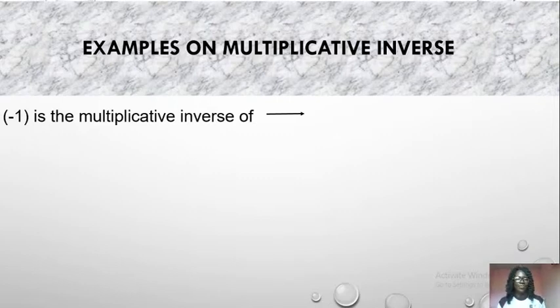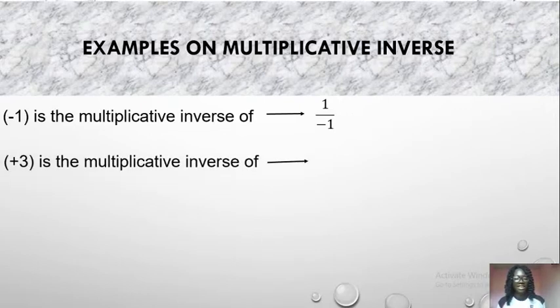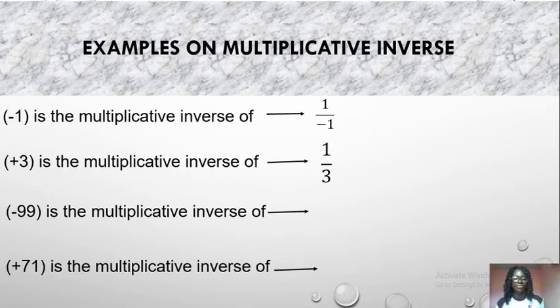Okay, so here I have minus 1 is the multiplicative inverse of 1 divided by minus 1. And plus 3 is the multiplicative inverse of 1 divided by 3. And minus 99 is the multiplicative inverse of 1 divided by minus 99. And 71 is the multiplicative inverse of 1 divided by 71.